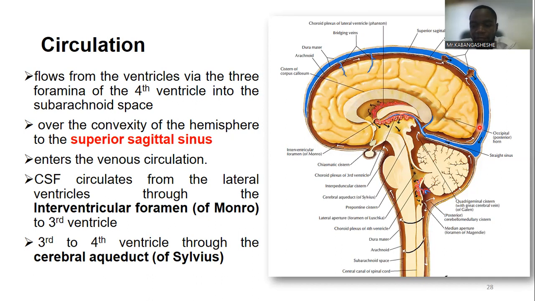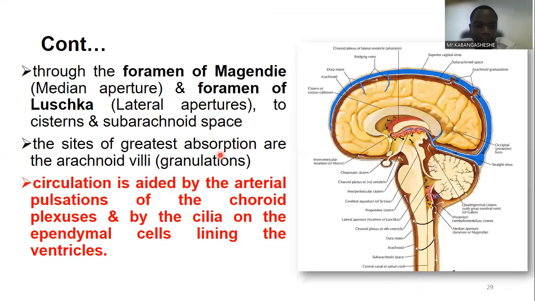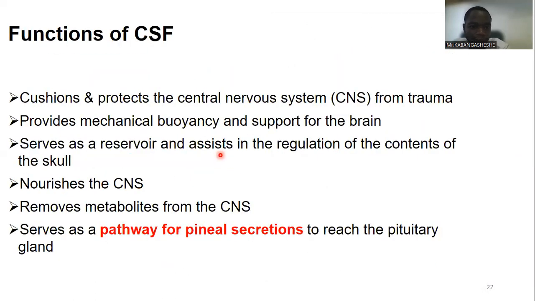But a car of the same weight on the ground, with its friction, you find it becomes very difficult to pull that. So that way the brain and the spinal cord are made lighter. Okay. Next is that it serves as a reservoir and assists in regulation of the contents of the skull. Mainly we're talking about the microenvironment of the brain. So we're talking about micromolecules of the brain.